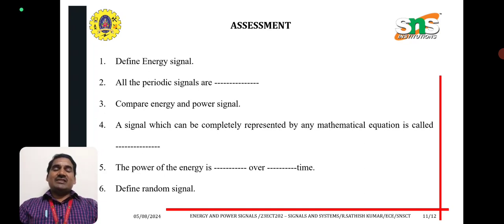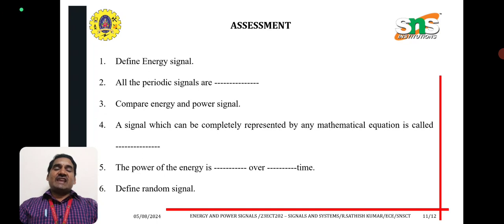Compare energy and power signal. Energy signal: total energy is finite and non-zero, 0 less than E less than infinity. Power signal: total normalized power is finite and non-zero, 0 less than P less than infinity. All the periodic signals are power signals. All the non-periodic signals are energy signals.